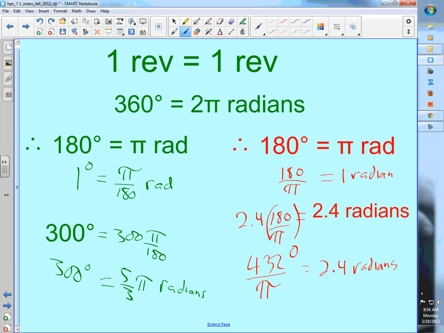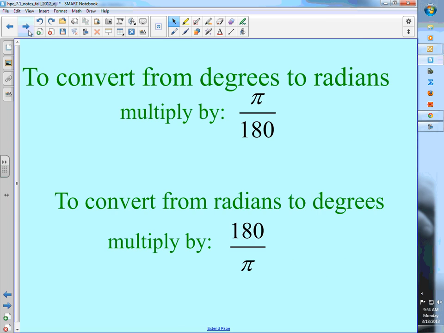Here are the conversions. Based on what we just did, if you want to go from degrees to radians, you multiply your degrees by pi over 180. If you want to go from radians to degrees, you multiply by 180 over pi.